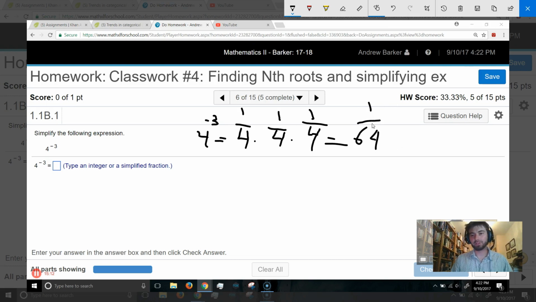But notice how my 1 over 64 is not negative. This just means that we're going to be dividing a bunch of times. It means literally that instead of multiplying repeatedly, we're going to be dividing repeatedly. So that negative in a way flips it into the denominator. Conversely, if you had 1 in the denominator but was also negative, it would flip it into the numerator. So we'll kind of see what that looks like.